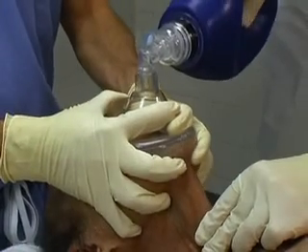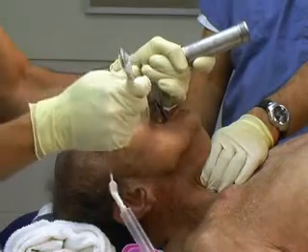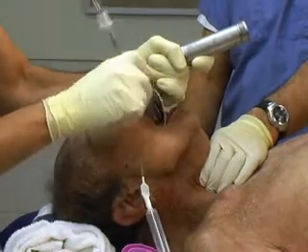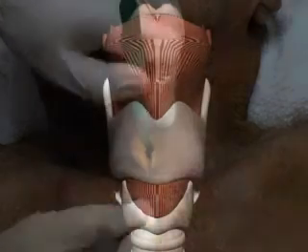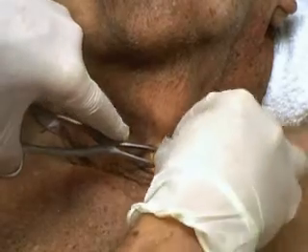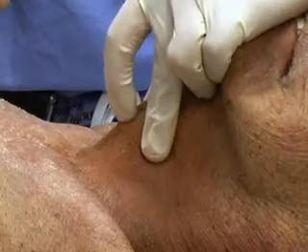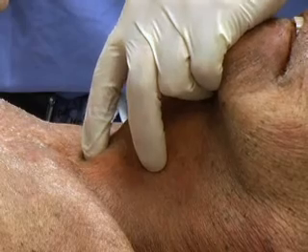Cricothyroidotomy is an emergent procedure performed on patients experiencing severe respiratory distress in whom orotracheal or nasotracheal intubation has failed. The procedure involves making an incision in the cricothyroid membrane, which lies between the thyroid and cricoid cartilages, followed by inserting a tracheostomy tube, which allows ventilation. This video describes how to perform a cricothyroidotomy in an adult.